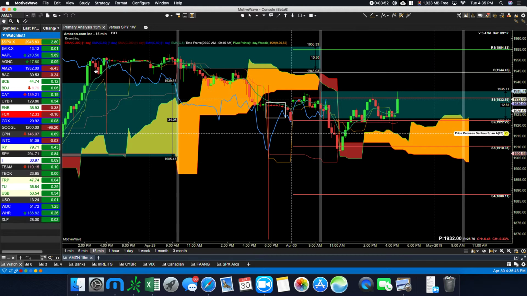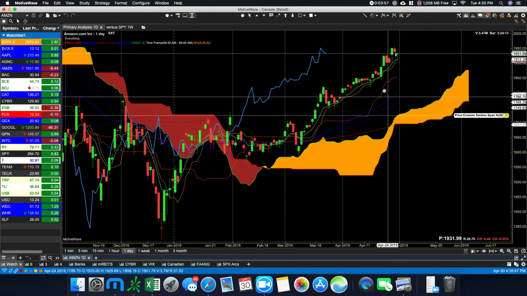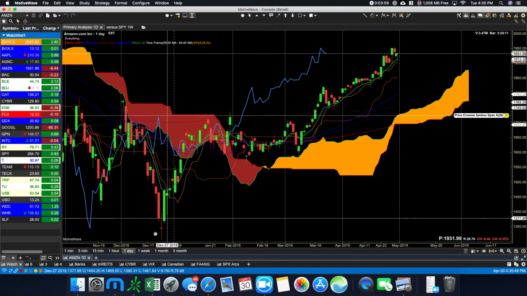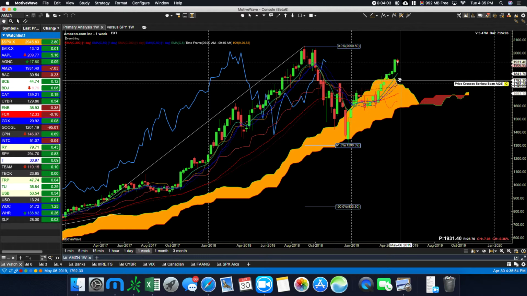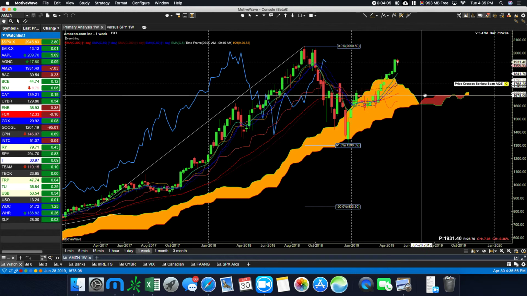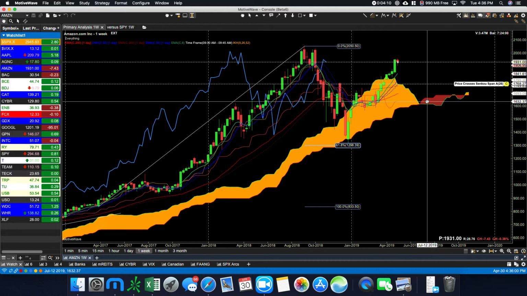Amazon was down 6 points today. So if we look at it on a one-day basis, still way above the cloud. On a weekly basis, above the cloud as well. But we've got this valley up ahead and this flat bottom here. This doesn't look good for Amazon.